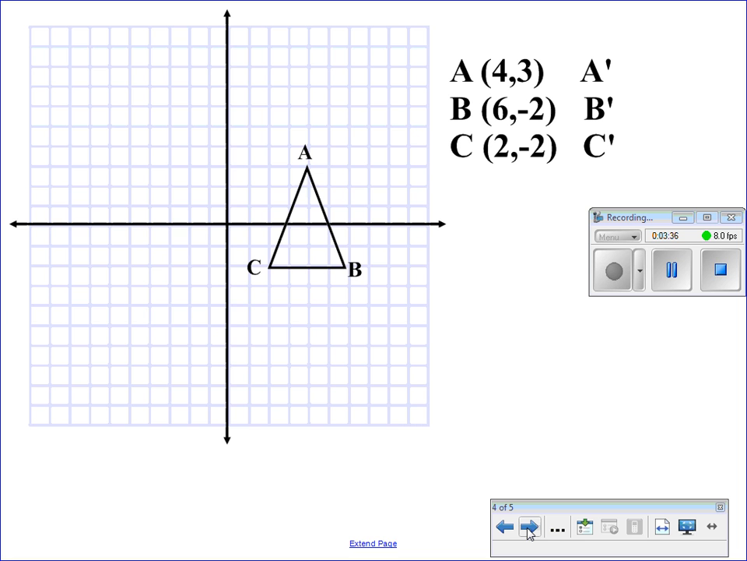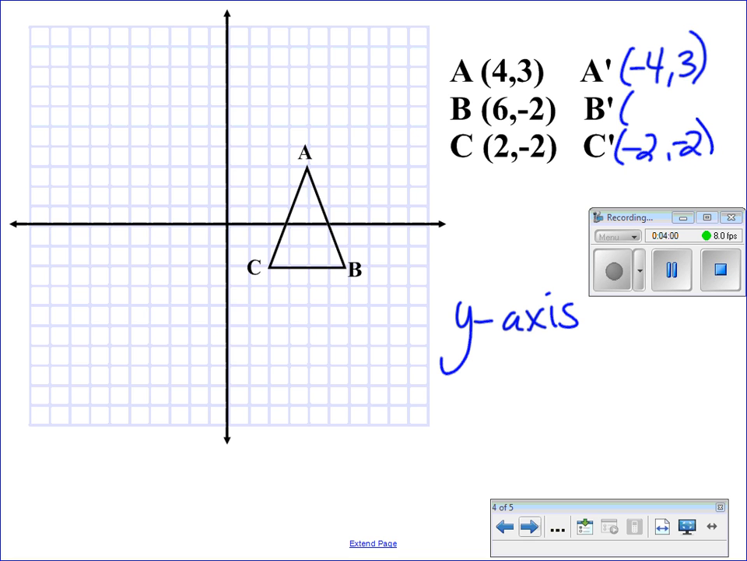The next one I want you to reflect over y, and I want you to try this one on your own. Please pause the video so students can try it. Okay, please check your answer with the one on the board. A would be -4, 3. C would be -2, -2 because it's in the third quadrant. And B would be -6, -2 because once again it's in the third quadrant.